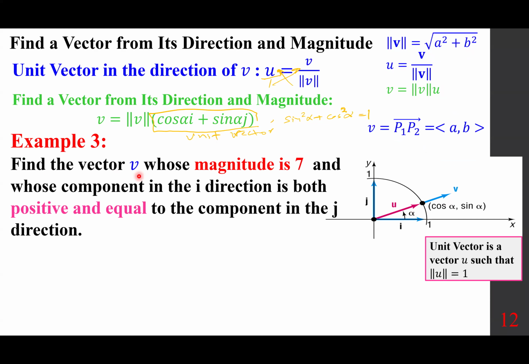So example 3, find the vector v whose magnitude is 7, and whose component in the I direction is both positive and equal to the component in the J direction, which of course means the first quadrant, everybody. So along the I direction, along the x-axis, it is positive and is equal to the J. So a squared plus b squared is 7 squared.